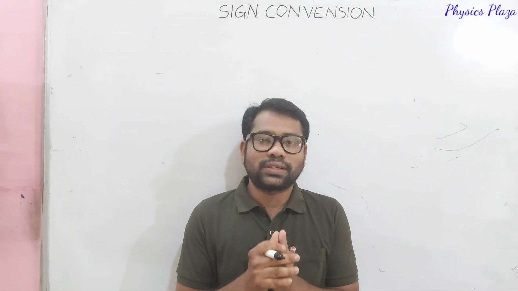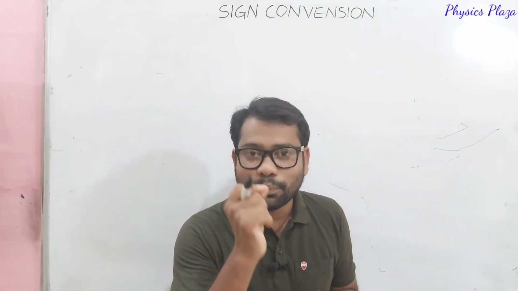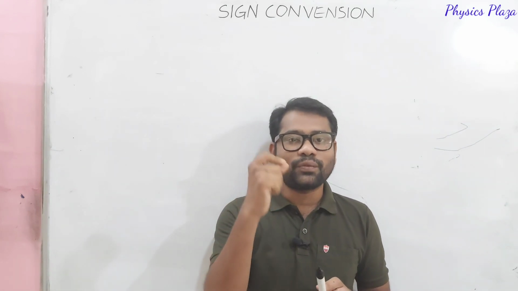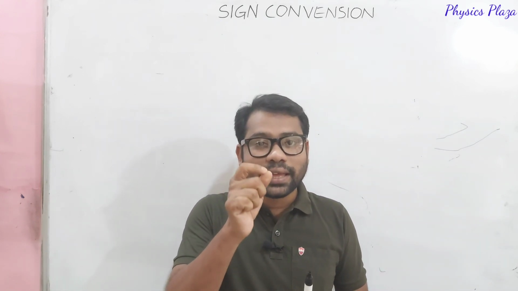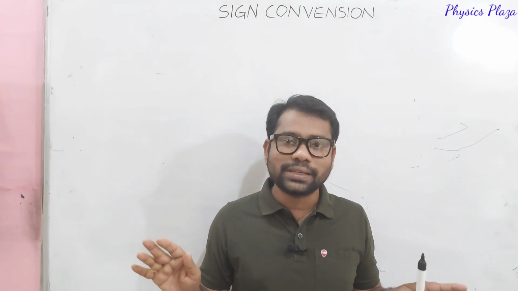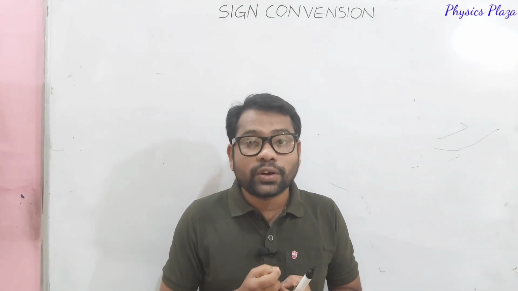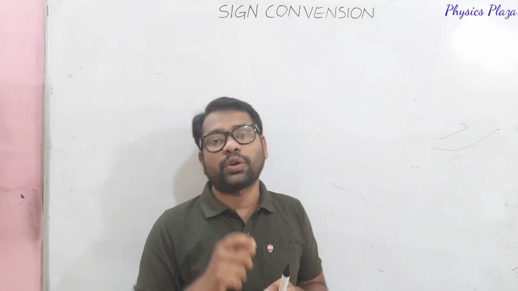So what are these rules? According to the sign convention rule, dear children, the first important point is that you take either convex lens or concave lens, the optic center is taken as the origin. To measure the horizontal distances, what is the origin? That optic center of the lens is going to be the origin. That is the first point.